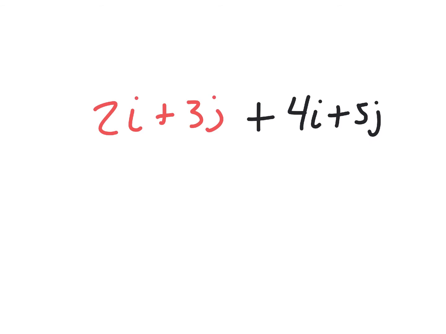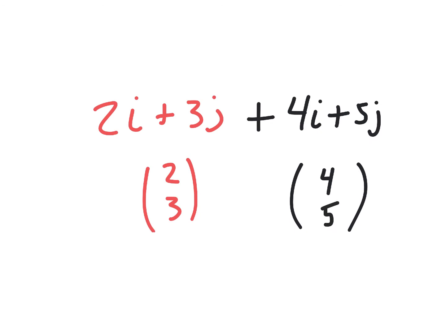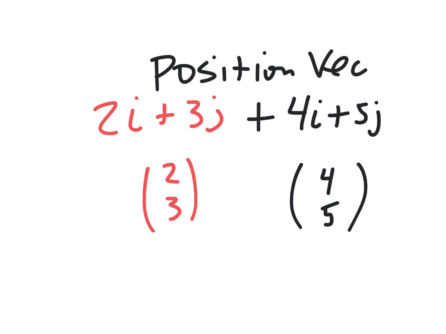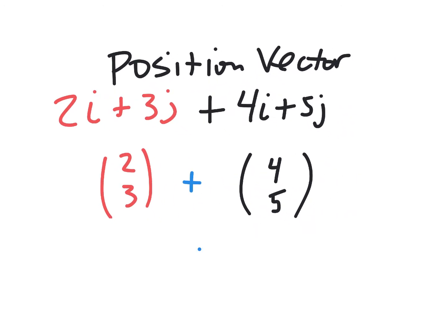This actually kind of makes sense if I had put it in column form. By the way, if I haven't told you already, this new way of writing it with the i's and the j's is called a position vector. If I just write them like this, it'll be pretty obvious. You just add the top ones and you get 6, and you add the bottom ones and you get 8.